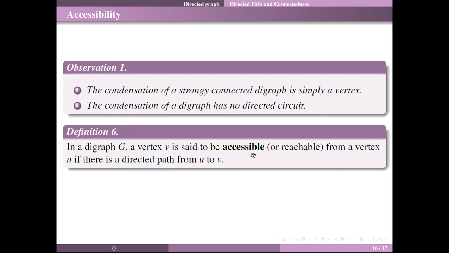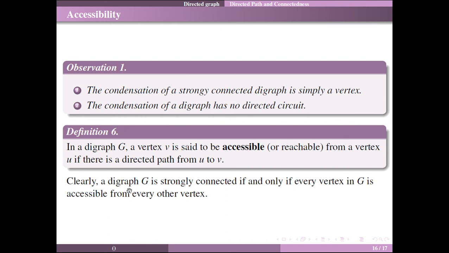Next, we will discuss accessibility. In a digraph G, a vertex V is said to be accessible or reachable from a vertex U if there is a directed path from U to V. Clearly, a digraph G is strongly connected if and only if every vertex in G is accessible from every other vertex.